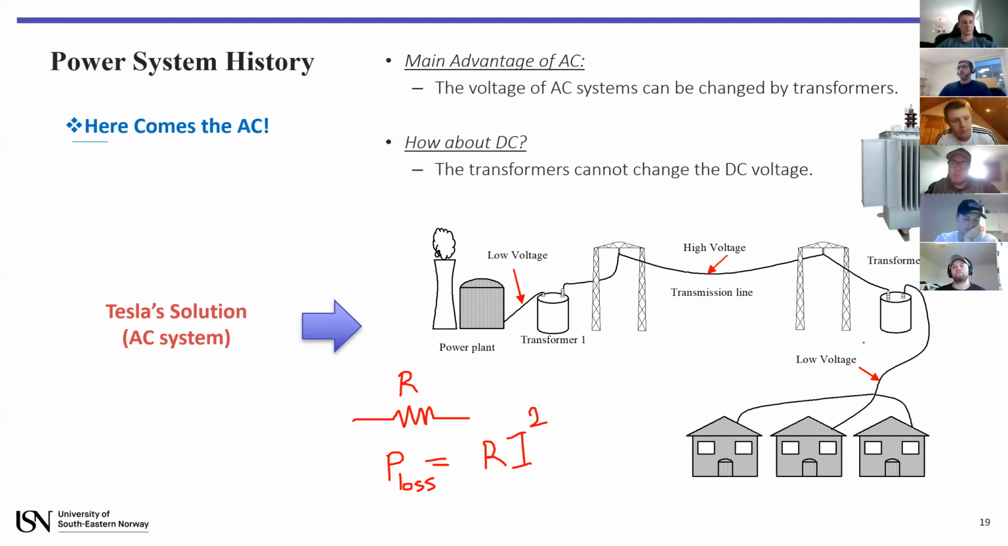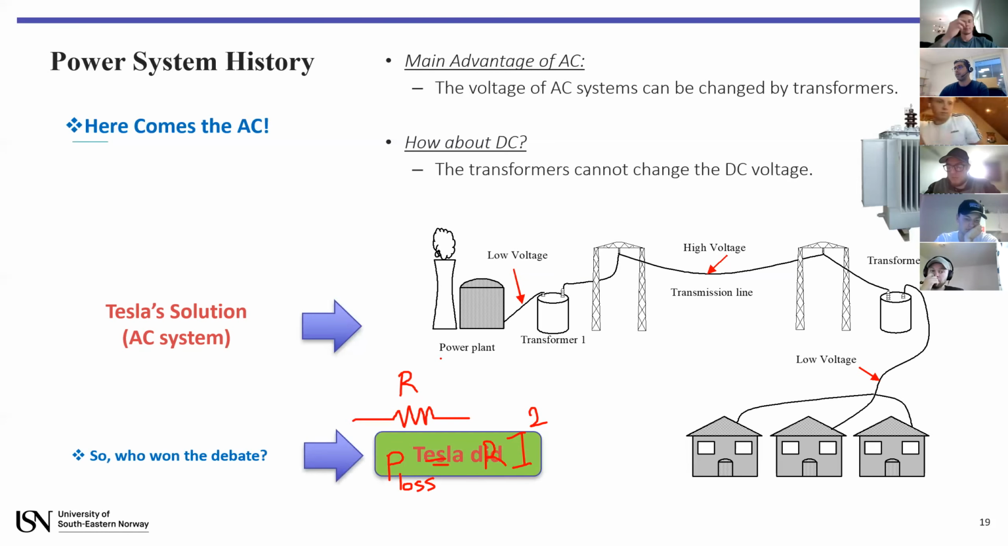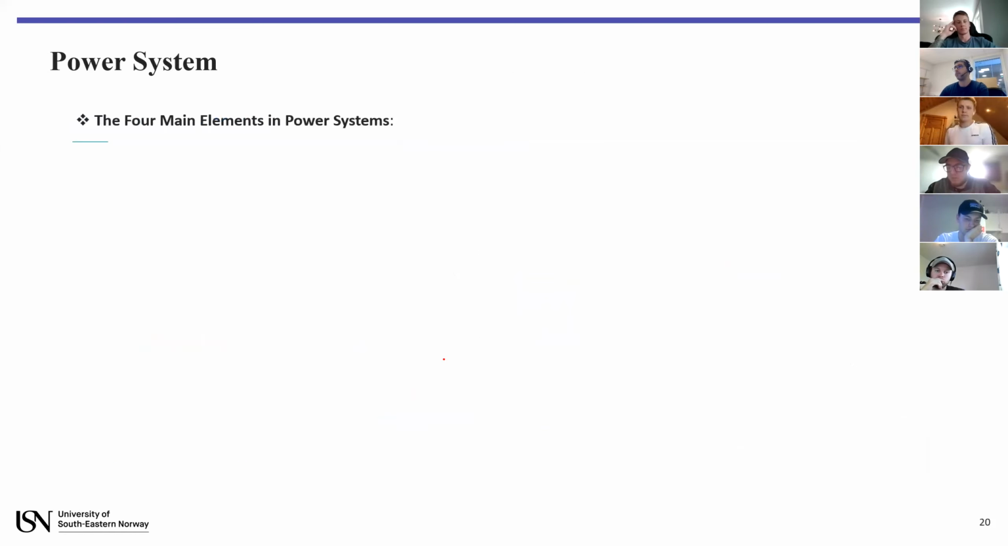However, we have a distribution system as well, because we have a specified voltage for the consumer. We have to decrease it again. Here we increase, send with high voltage, and again decrease to be available for the consumer. It was the Tesla solution for the AC system. And finally, Tesla won the fight, and now we have the AC system. However, power system.